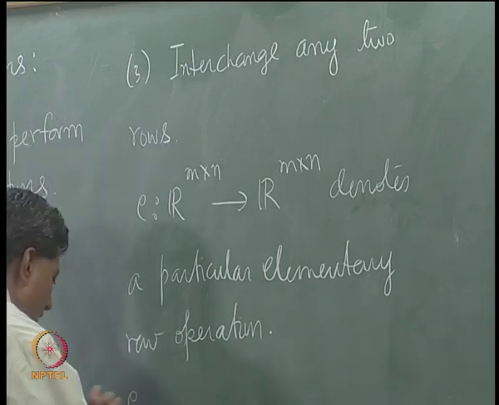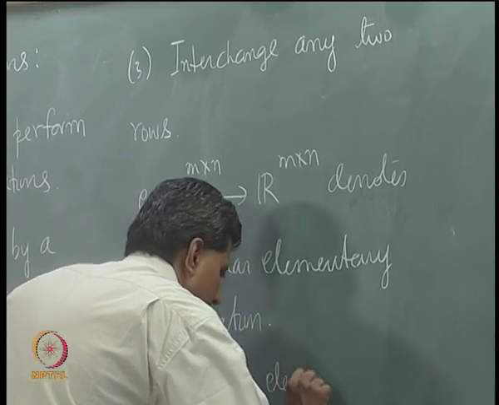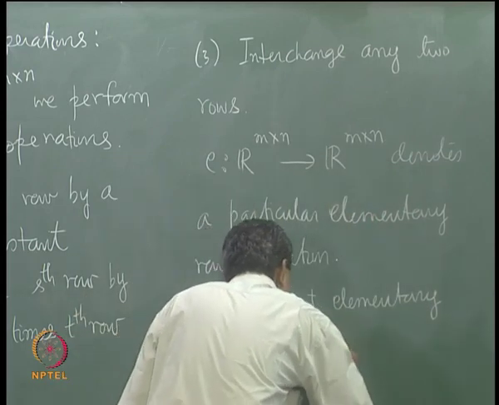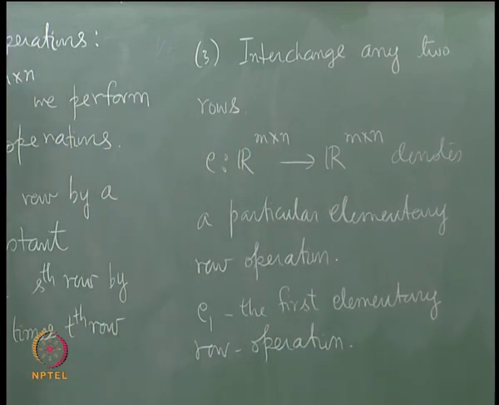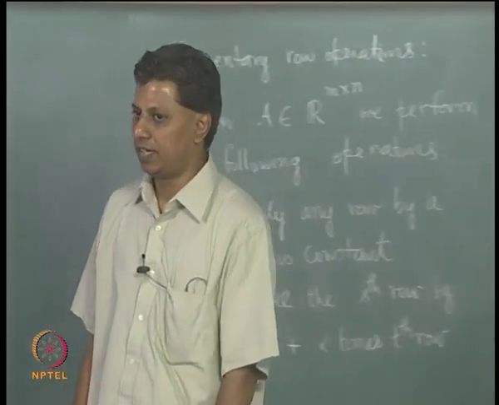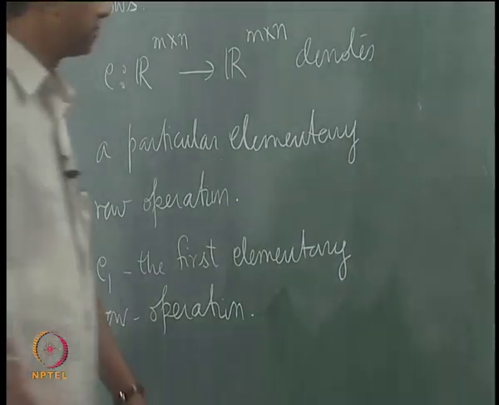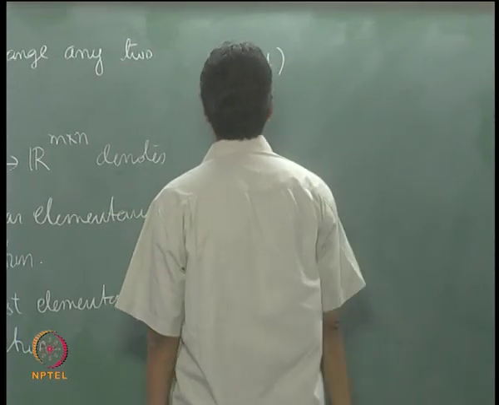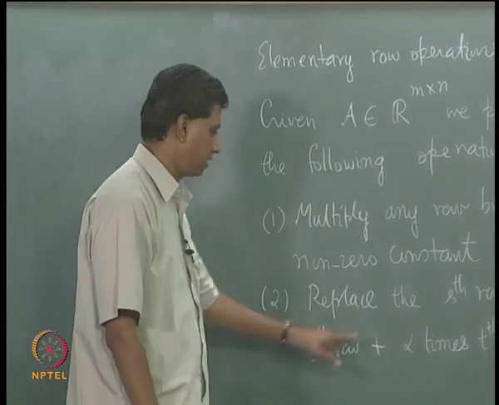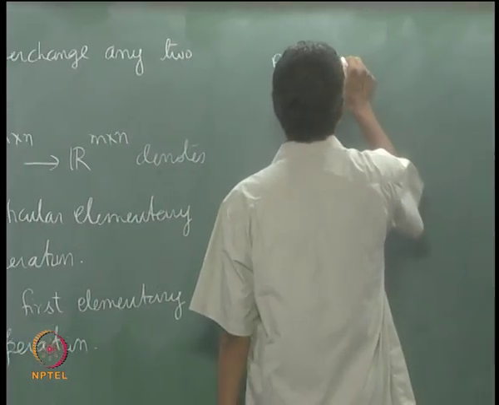What is E1 of A? Let us say E1 is the function corresponding to the first elementary row operation. Then what is the formula for E1? E1 is a function, and a function is known if its action on each element is known. Multiply any row by a non-zero constant. Let's fix that row and say that it is the Sth row that we are multiplying by a non-zero constant alpha.